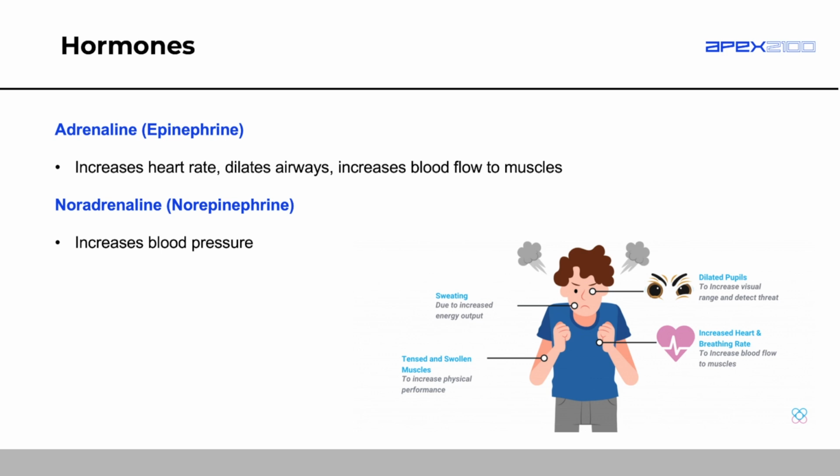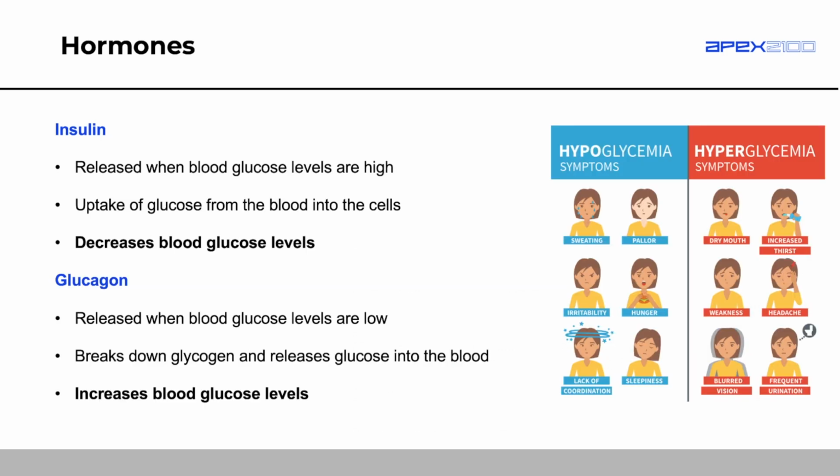Adrenaline increases the heart rate, it dilates the airways so that more oxygen can get into the lungs and through to the blood, and it increases the blood flow to the muscles. Noradrenaline increases blood pressure. So they're both very much involved in the sympathetic nervous system, that flight or fight response.